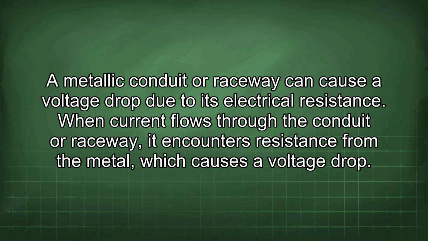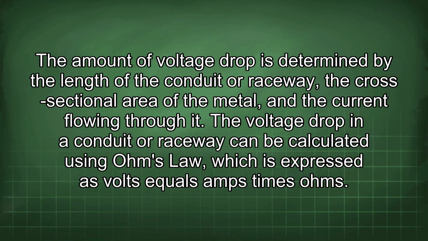A metallic conduit or raceway can cause a voltage drop due to its electrical resistance. When current flows through the conduit or raceway, it encounters resistance from the metal, which causes a voltage drop. The amount of voltage drop is determined by the length of the conduit or raceway, the cross-sectional area of the metal, and the current flowing through it.